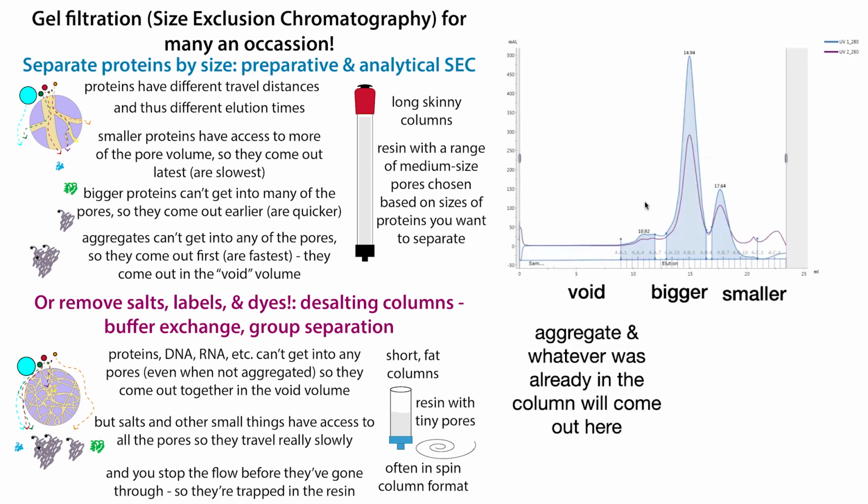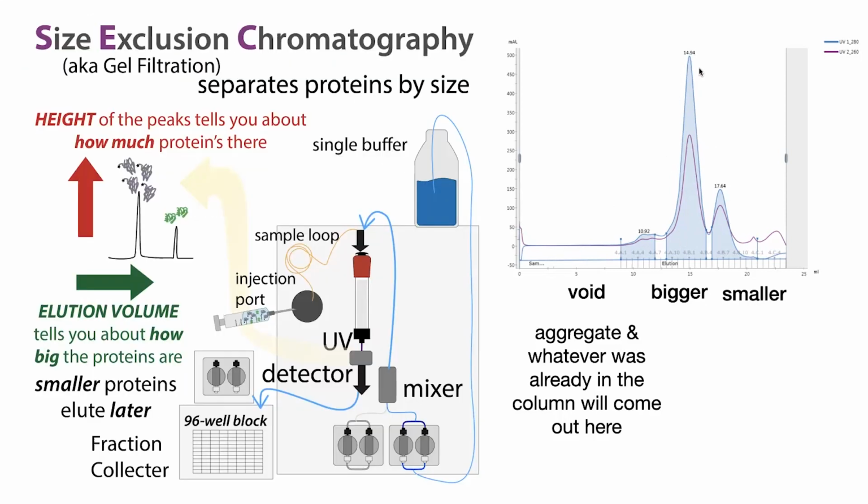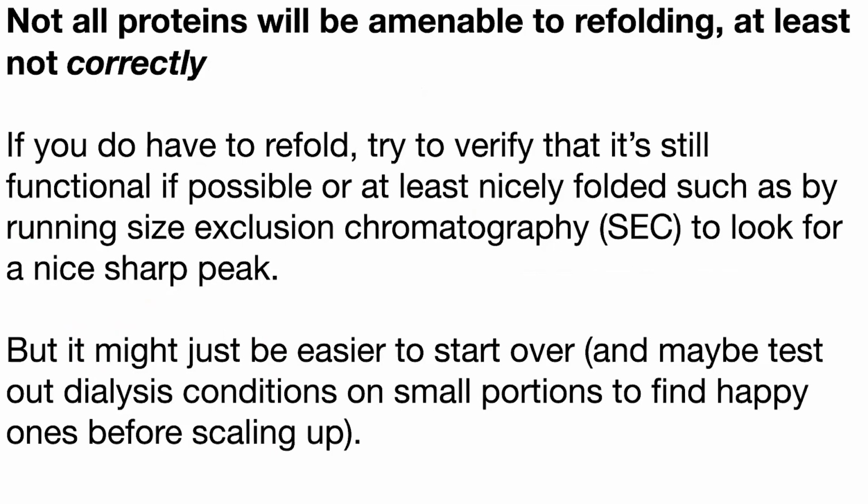And it's going to come out in this clumpy stuff. So if your protein's misfolded, you're probably going to get a bunch of stuff in here. What you want to see is a nice sharp peak. This would indicate that your protein is nicely folded. If you get a weird broad peak, that could indicate that you have some folded proteins, some unfolded proteins, some misfolded protein, things like this. And if you have stuff in the void, that could be an aggregate. If you see a nice sharp peak, though, this can indicate that your protein is at least folded correctly. But it might be easier to just start over and maybe test out dialysis conditions on small portions to find happy ones before you scale up.